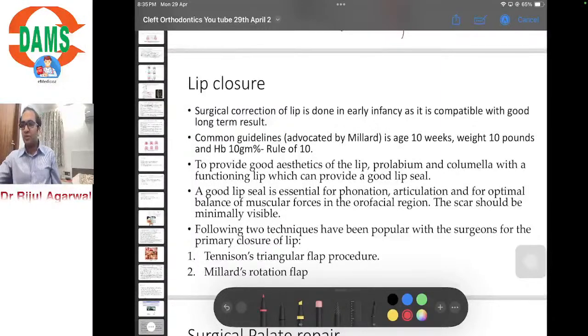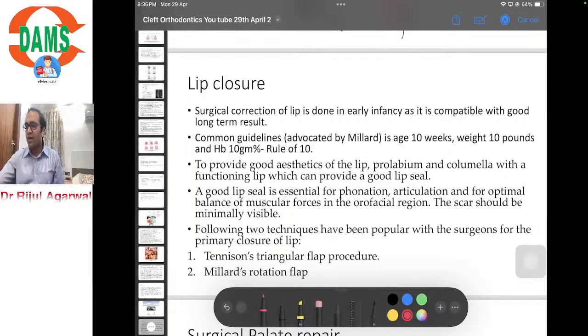So the next question which comes is at what age the surgery is done. So for lip closure, the first thing is what is the aim, and why it's done at this age. As I've already told you, the aim is to assist the patient in normal speech development. So what are the guidelines?